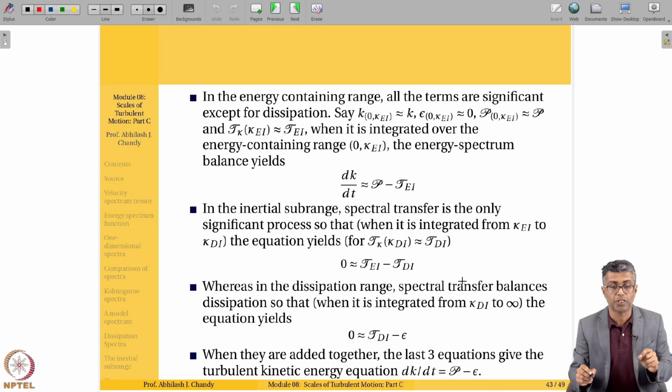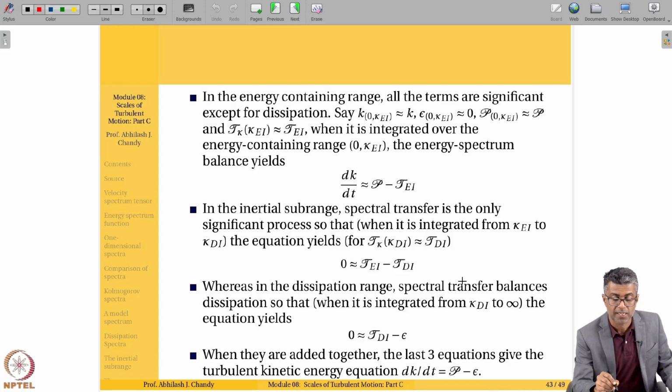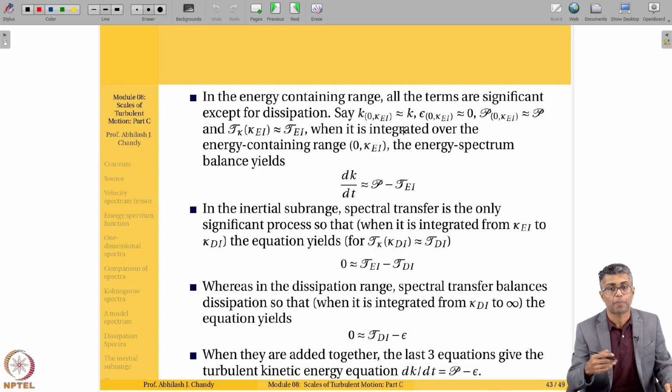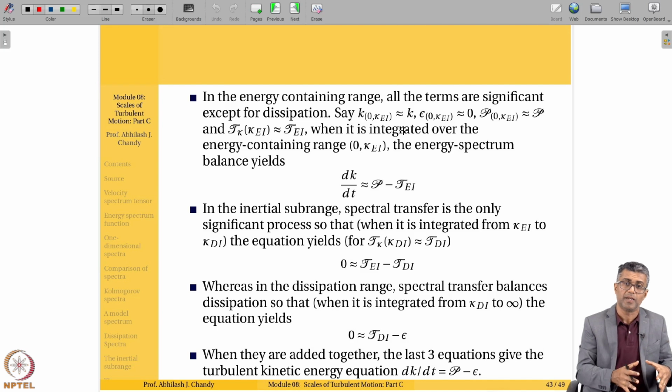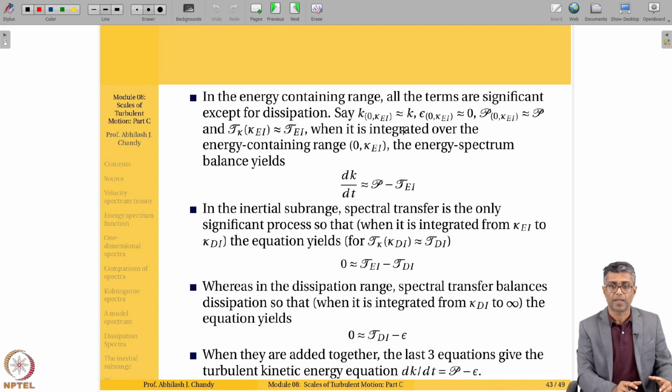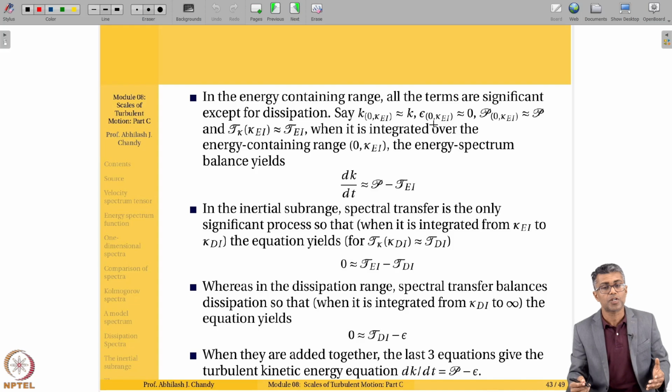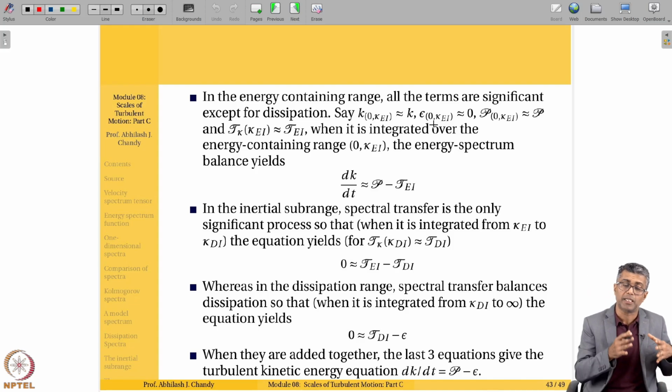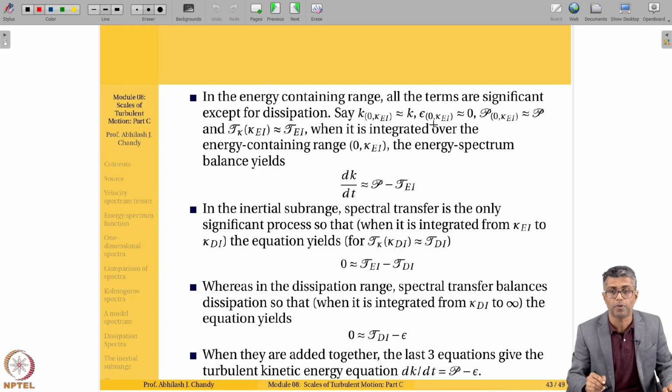So in the energy containing range, all terms are significant except for dissipation. Okay, all terms are significant except for dissipation. So let's say, for example, the turbulent kinetic energy from 0 to kappa EI is approximately equal to K, because turbulent kinetic energy is primarily in the energy containing range. Epsilon here would be 0 because there is no dissipation. Production is mostly contained in the energy containing range, and so hence it would be equal to the total production.